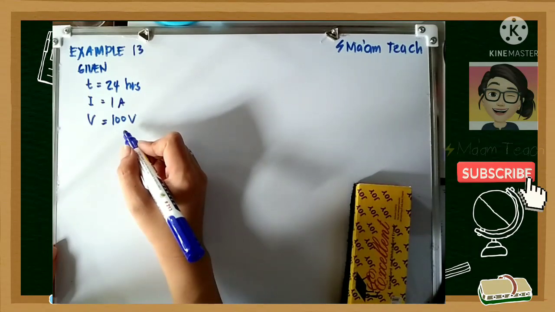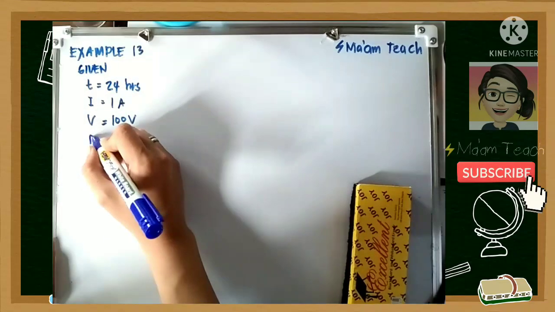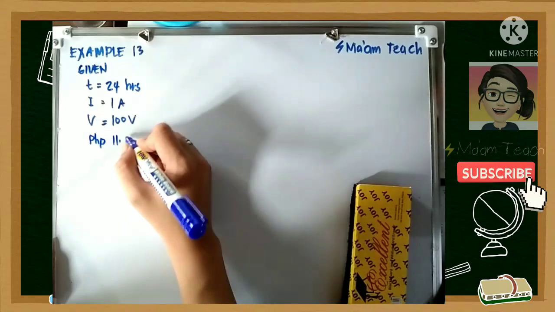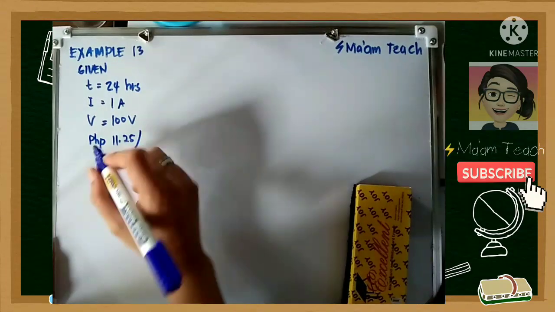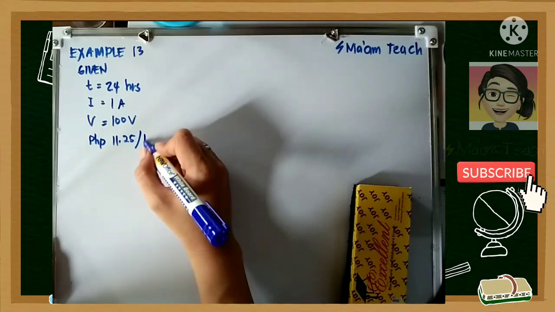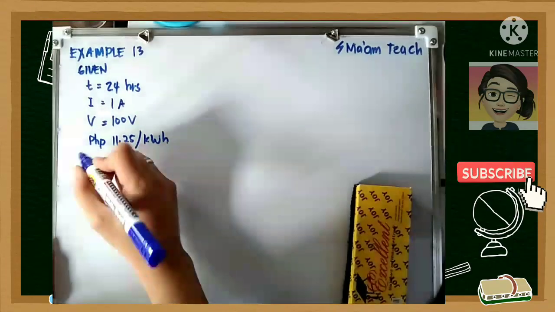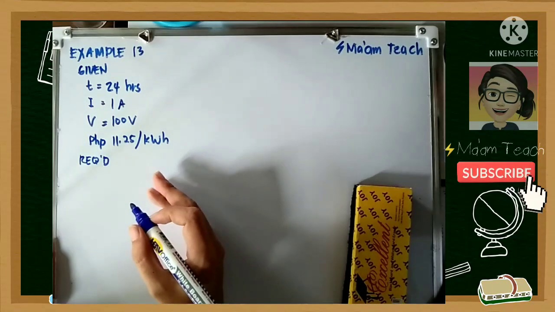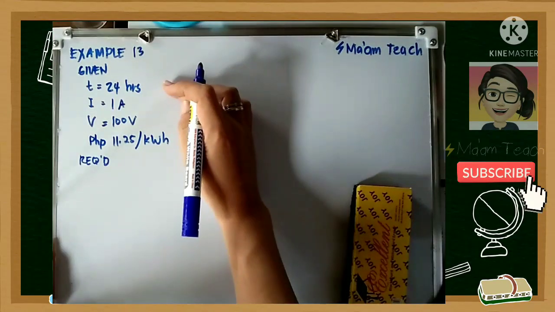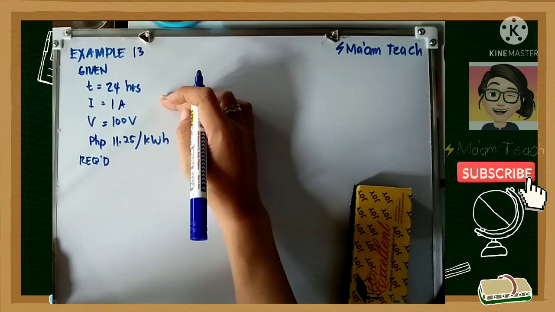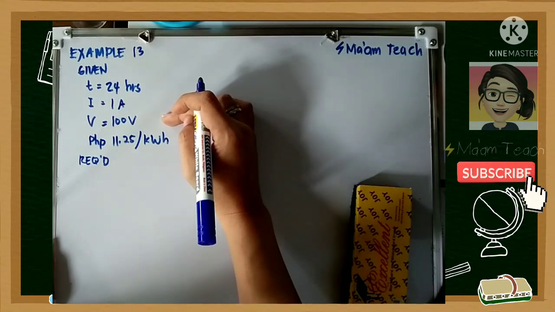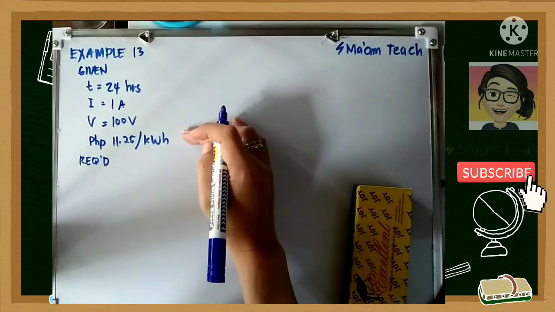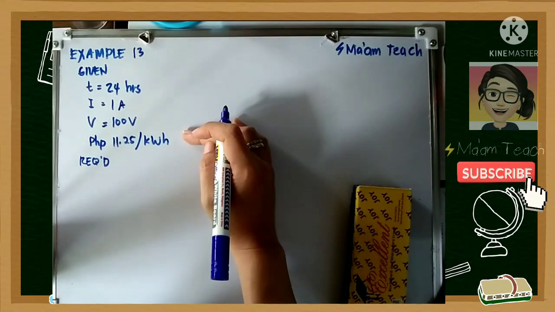So we are also given the cost of the electrical energy, which is 11.25 pesos per kilowatt hour. Okay, so what we are required here, class, is to determine the cost of operation of this lamp operating for 24 hours, having a current of 1 ampere and a supplied voltage of 100 volts if the cost of the energy consumption is 11.25 pesos per kilowatt hour.